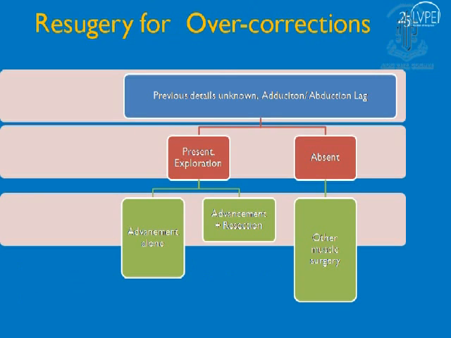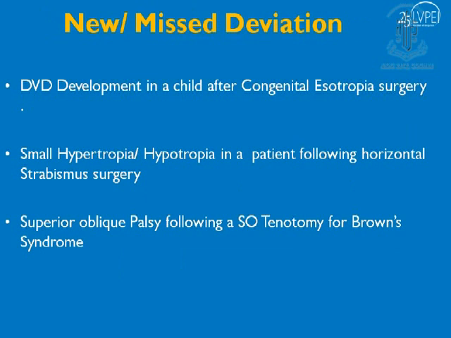So this summarizes the chart for the overcorrections. We should look for the presence or absence of adduction or abduction lag. If there is presence of such a condition, we should plan for an exploration and plan for advancement or advancement plus resection. Whereas if there is absence of any such thing, it may be better to operate on the other muscles. The new or the missed deviations are a relatively simple condition.